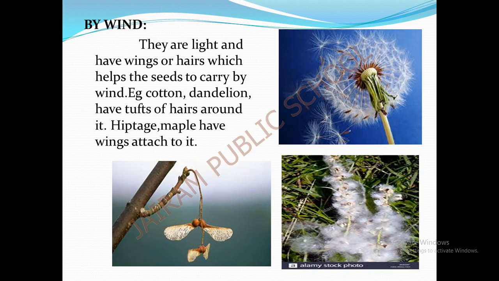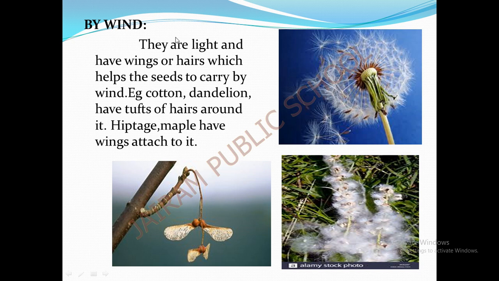The first one, the seed dispersed by wind. Some seeds are light and have special hairs or wings on them. So look at this picture. This type of seed is called dandelion. This type of flower has seeds like this. See, this is the seed of it. See, these brown things are called the seed. It has a special feature, a soft hair around it.